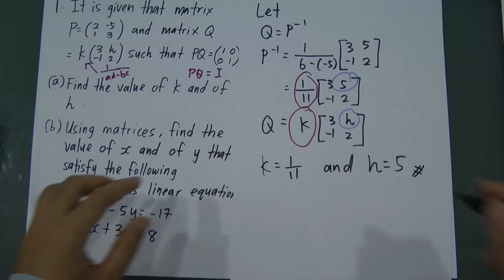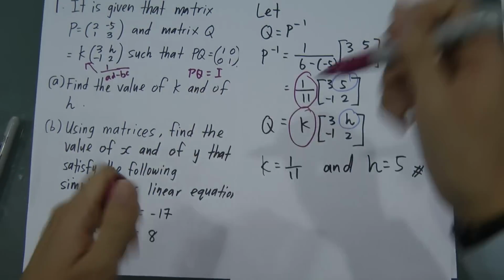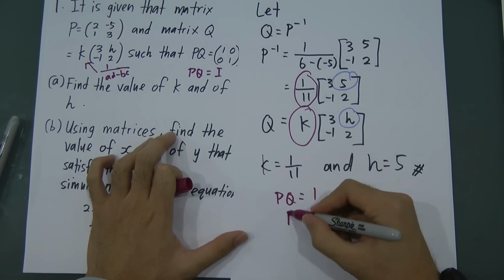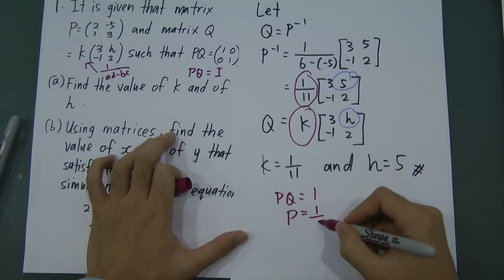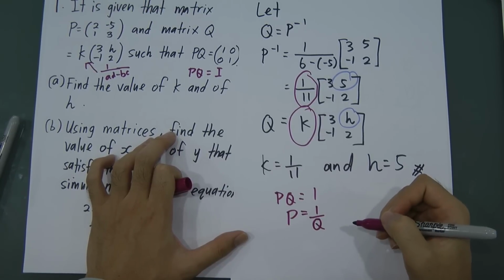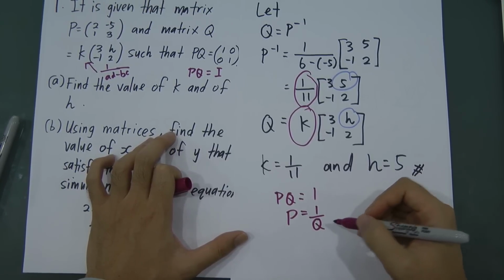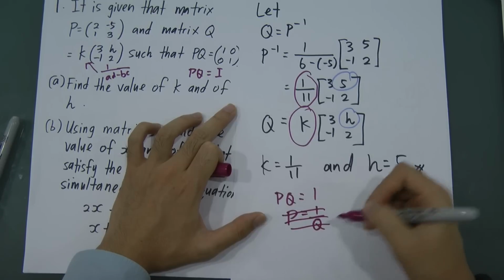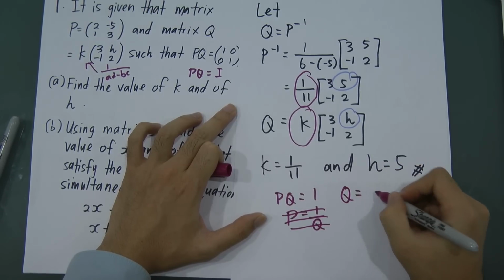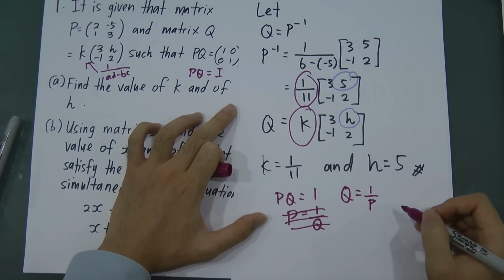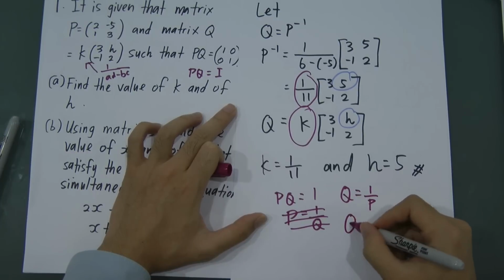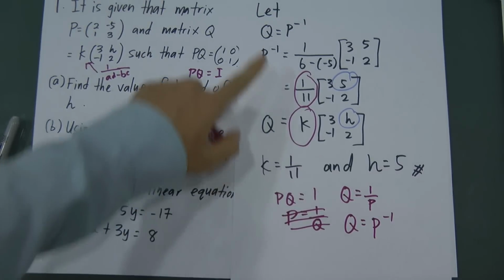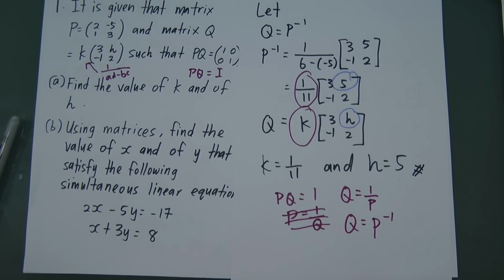Actually from here I just do something extra. If P multiplied by Q equals 1, then P will equal 1 over Q. Correct or not? However, you want to find Q, so sorry, we shouldn't drop Q. Q will actually equal 1 over P. That means Q is equal to 1 over P, we call it P inverse. So therefore I let Q equal to P inverse.